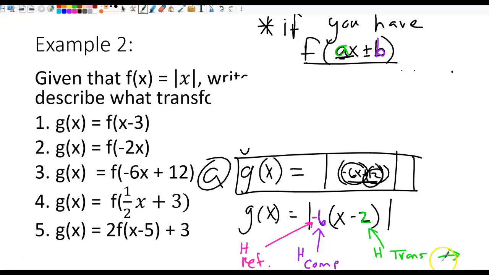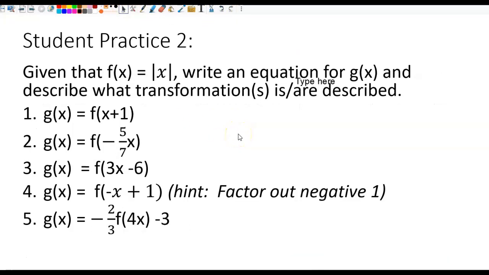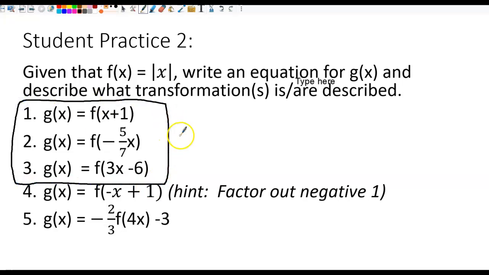Okay? So, before I go on to number 4 then, 4 and 5, I want to pause there and let you guys do some problems like those because I don't want to overwhelm you with too much stuff. So, here's what I want you guys to do. I want you to stop here and pause the video, and I want you guys to do numbers 1 through 3. Okay? Do numbers 1 through 3.